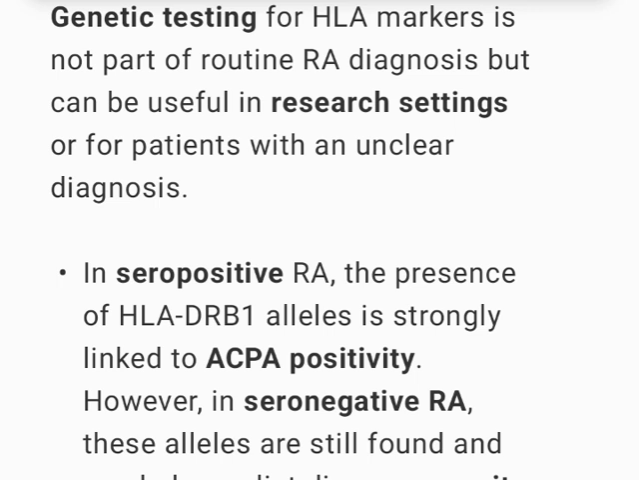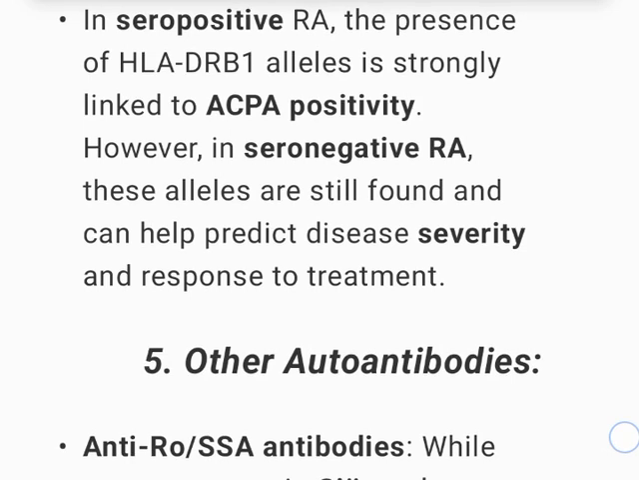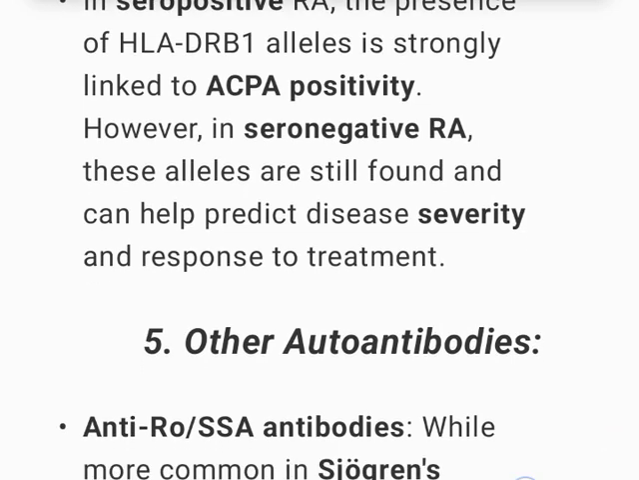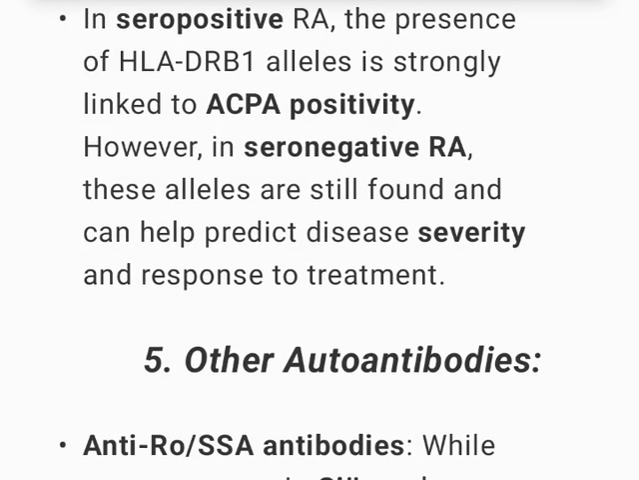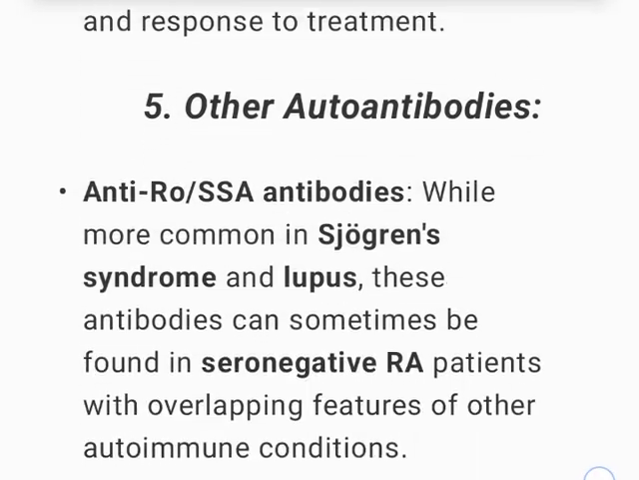In seropositive RA, the presence of HLA-DRB1 alleles is strongly linked to ACPA positivity. However, in seronegative RA, these alleles are still found and can help predict disease severity and response to treatment.